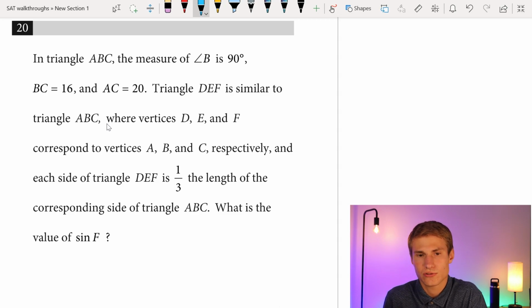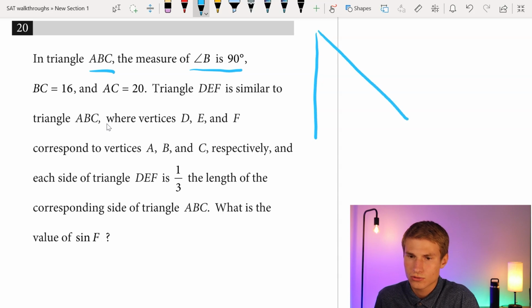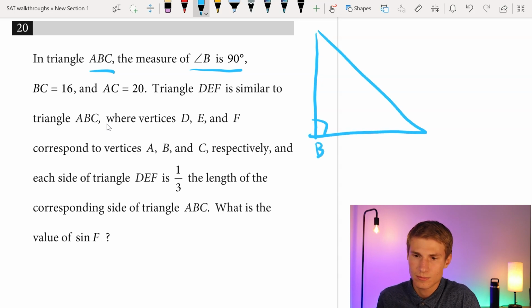All right, number 20. In triangle ABC, we have a measure of angle B is 90 degrees. So I'm going to go ahead and draw this out as I like to do with triangle problems. We've got angle B. Put A here, so we've got A, B, C, just like that. We know BC is 16, so we'll go mark 16 there. AC is 20, so put 20 there.